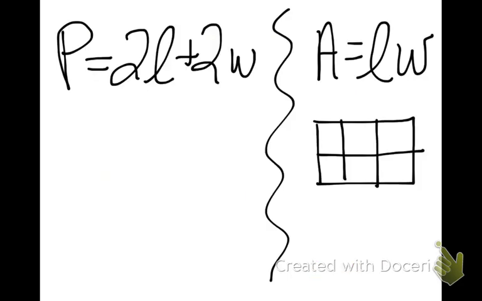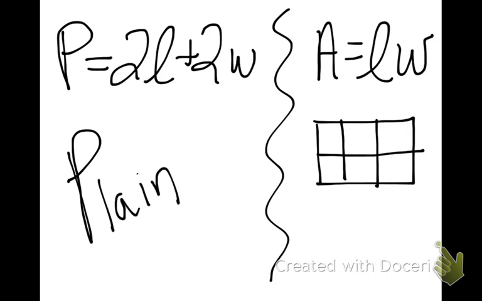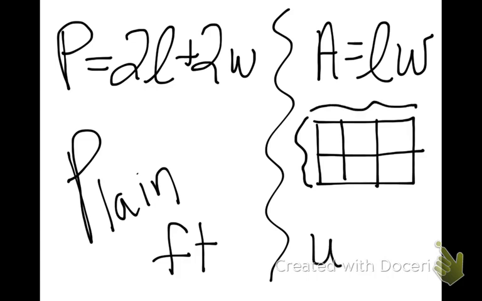A common mistake when finding perimeter and area is to get the two confused with each other. So remember, your formula for perimeter is to add all the sides or multiply the two lengths and add to the product of 2 times the width. And for perimeter, your label is going to be plain. For example, plain feet. But area, you're counting all the little squares inside, so we have length times width. Here it'd be 2 times the 3. So your label is going to be squared, units squared, or square units.